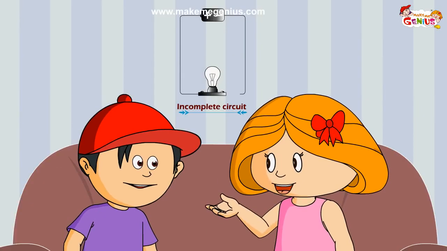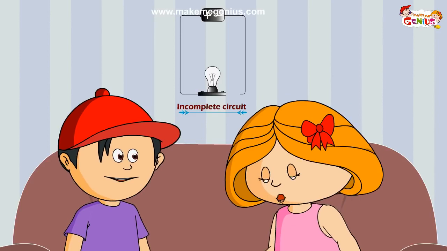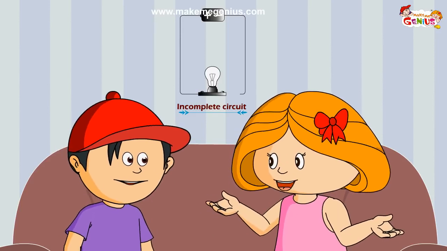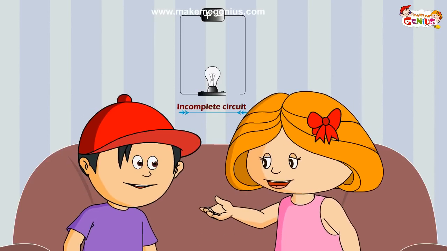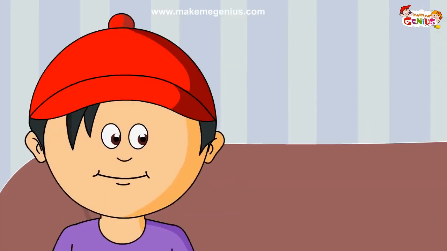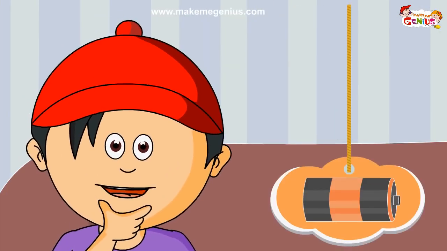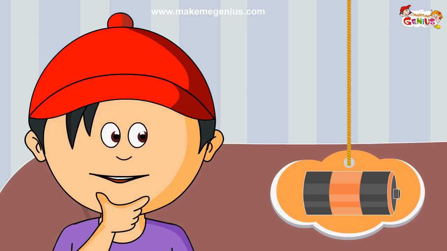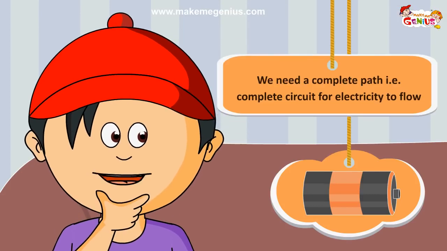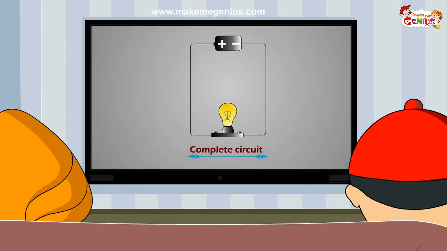Correct. This is an incomplete circuit. You need a complete path for the current to flow in. This is called an electric circuit. So, you need some power source like a cell or a battery, and you need a full circuit for electric charge to flow. Yeah, here it is.